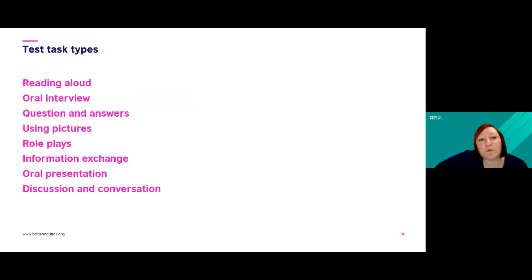So, okay, we know what skills we want to focus on in our test or teaching tasks. What options do we have in these types of tasks? You can see some of the options here. I won't go through all of them, but obviously I'm going to touch on a couple and talk about why we use them and some of their benefits or disadvantages. But let me start with the first type of task.